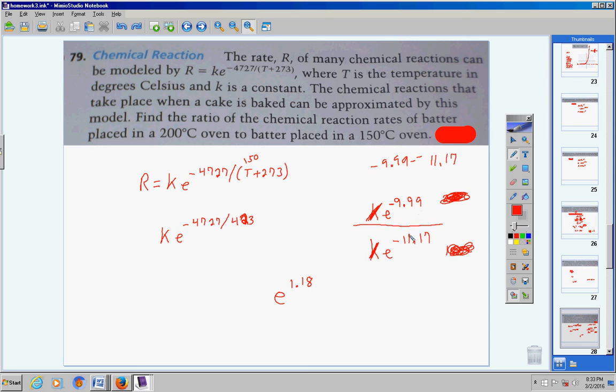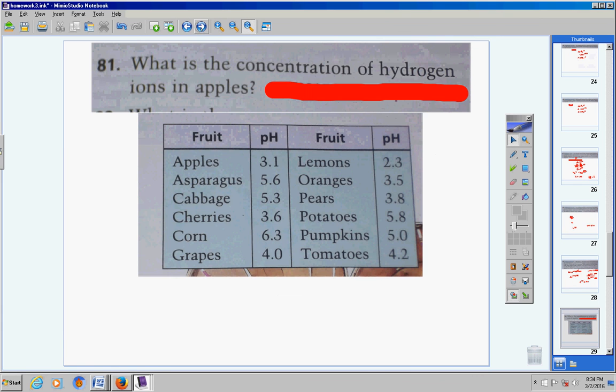All right? So here we go. We're going to get this right here. 3.26. 3.26. And that is the correct answer. So that is the ratio of the chemical reaction rates of the batter placed in a 200 degree Celsius oven compared to a 150 degree Celsius oven. Okay? All right, moving on to number 81.